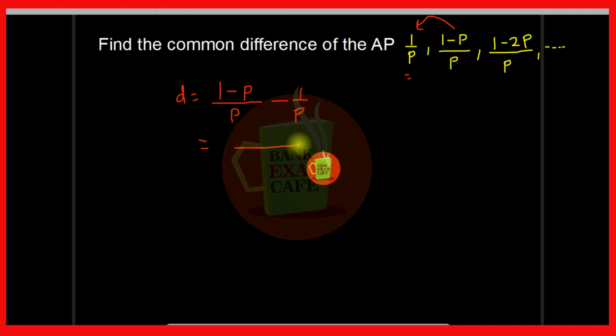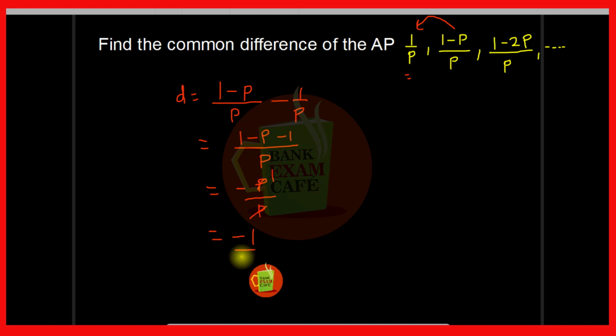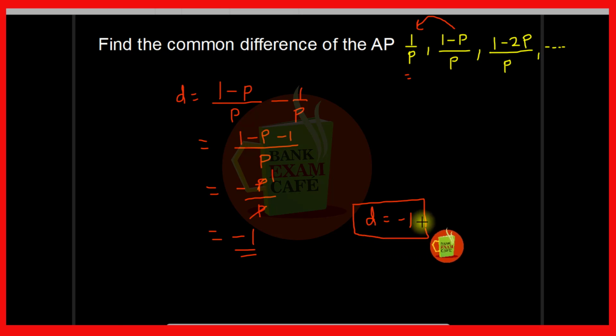So which is equal to, P is the common denominator. So the numerator will be as it is, 1 minus P minus 1. So 1 minus 1 will be 0, and it will be minus P upon P. So P and P cancel, which is equal to minus 1. So here the common difference is equal to minus 1. Highlight your answer.